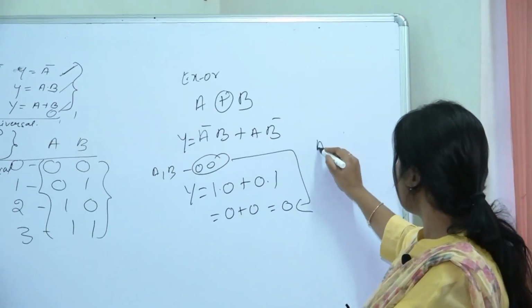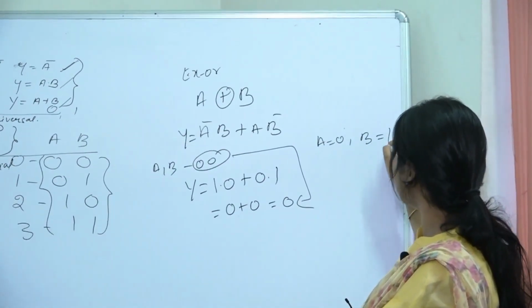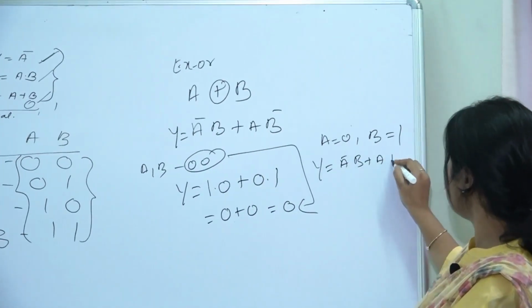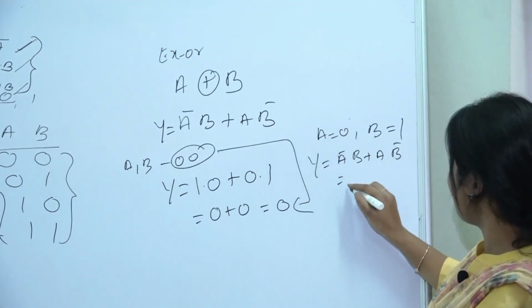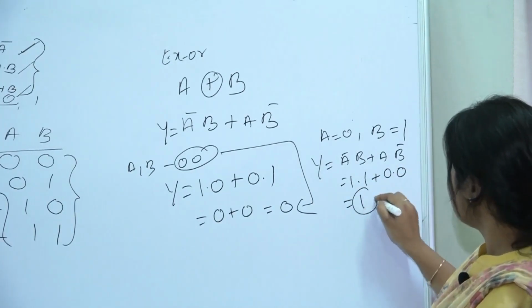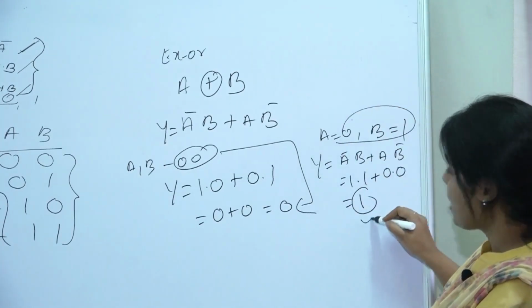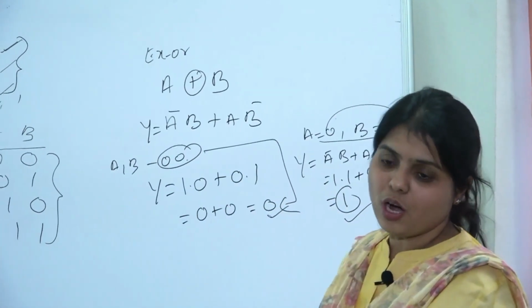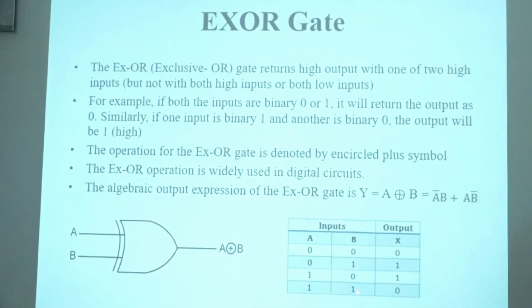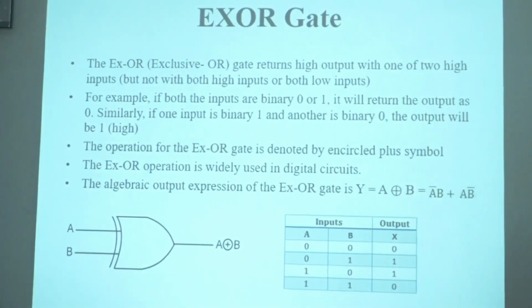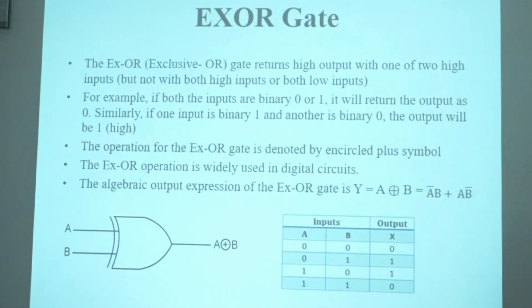Now let me take A is equal to 0 and B is equal to 1. Let me apply the same here. Now Y will be A bar B plus AB bar. So when I apply this, 0 complement will be 1 into 1 plus 0 into 0. That is 1. So when I am taking two different inputs, I am getting high output. When I am taking two same inputs, I will be getting 0 output. So now understand, when you are taking both the inputs as same, the output will be 0. When you are taking the complement of the inputs, the output will be 1. This is your XOR gate.